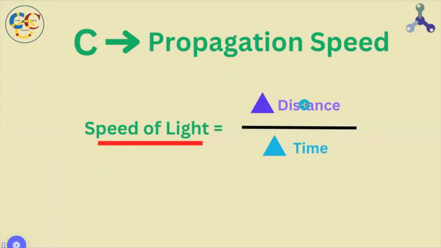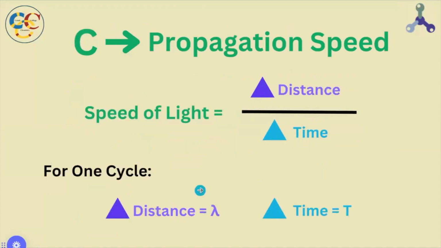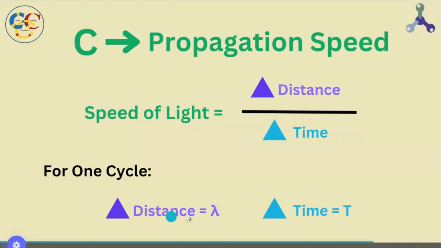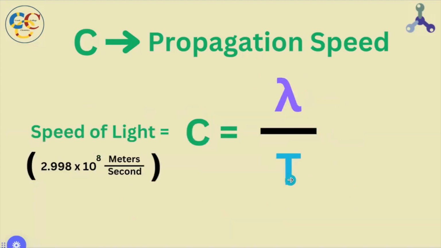Let's put this all together. Light's propagation is by definition happening at the speed of light. And the speed of light, or any speed, is distance over time. We witnessed in the snapshot diagram that for one cycle of the wave, the distance traveled is wavelength and the time elapsed is a period. Therefore, c is equal to lambda over period, or propagation speed is wavelength divided by period.